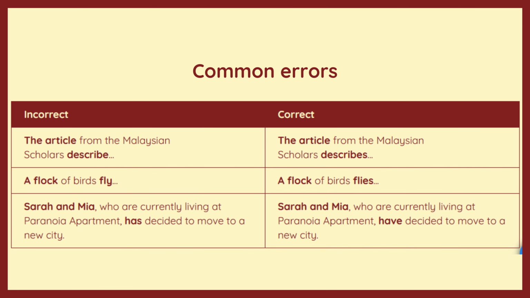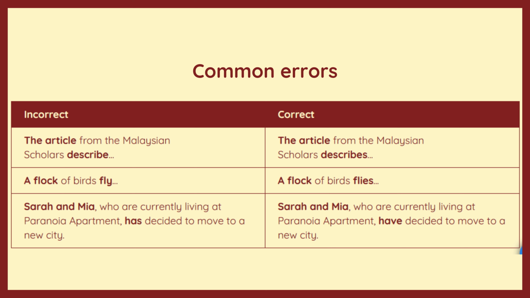The article from the Malaysian scholars describe, and the corrected version is, the article from the Malaysian scholars describes. The phrase "the article" is actually the noun that we focus on. Therefore, since the noun is a singular noun, the verb must be in singular verb form too.